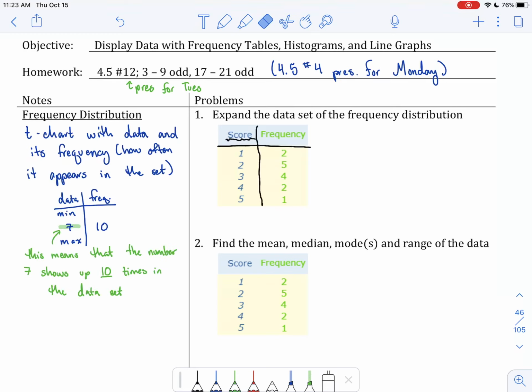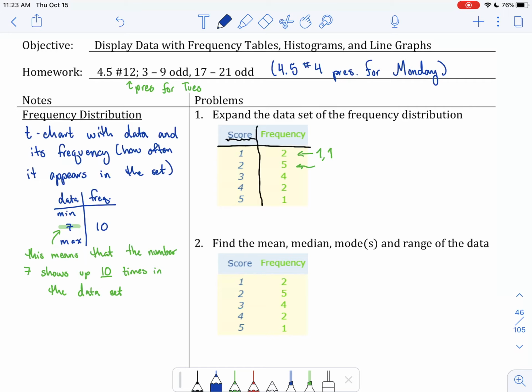So if I was going to expand the data set, I would have to make sure that it has a frequency that is the same as what we see here. In number 1, it's asking us to expand our data set. If we look at our set, for the score 1, that has a frequency of 2, which means that 1 shows up 2 times. 2 shows up 5 times, 3 shows up 4, and so on.